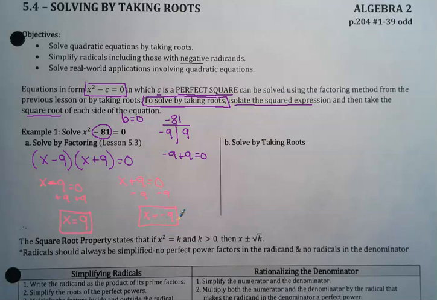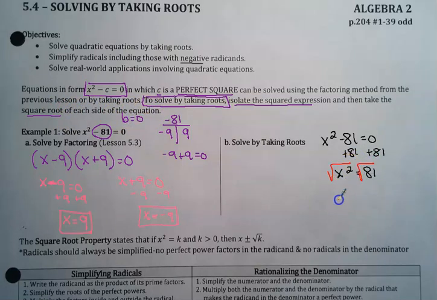Okay, so on B here, we're going to solve it by taking roots. And remember, the taking roots says we're going to isolate the squared expression. So we have x squared minus 81 equals 0 is our equation. We're going to isolate the squared, so we're going to add 81 to both sides. We get x squared equals 81. The next step is to take the square root of each side of the equation.